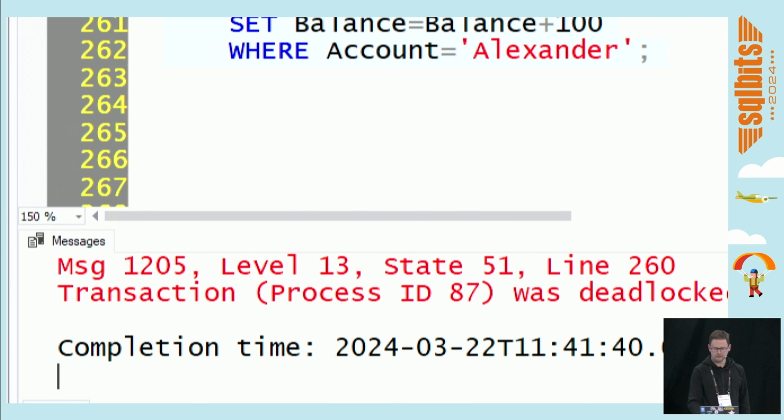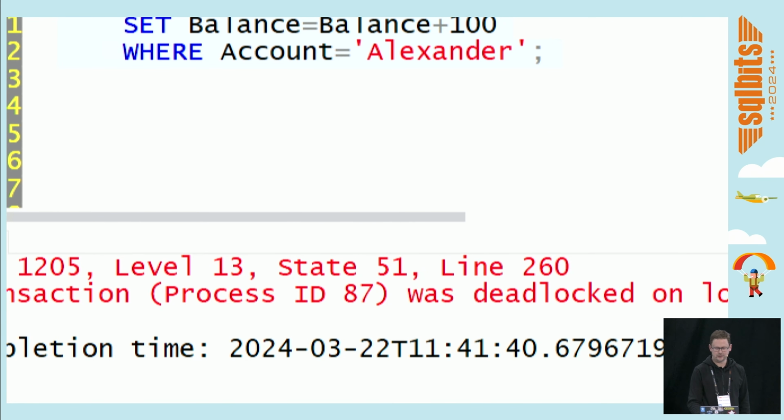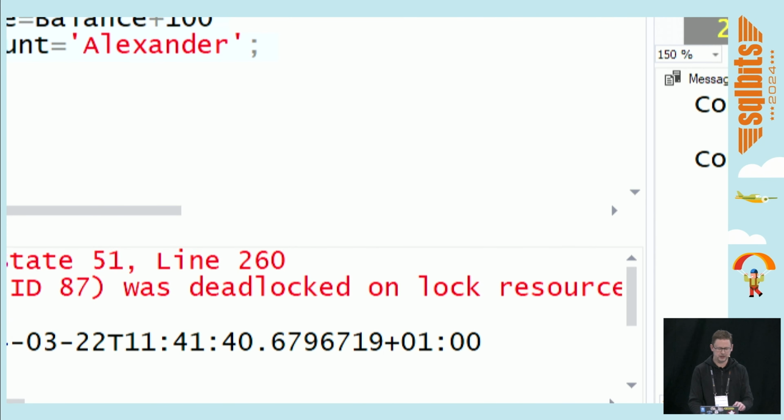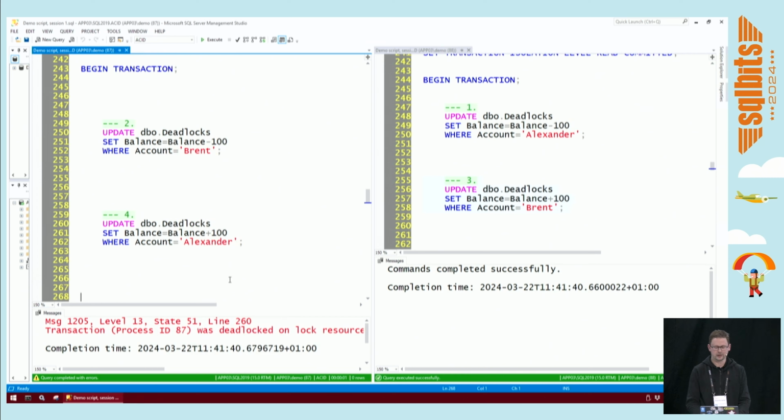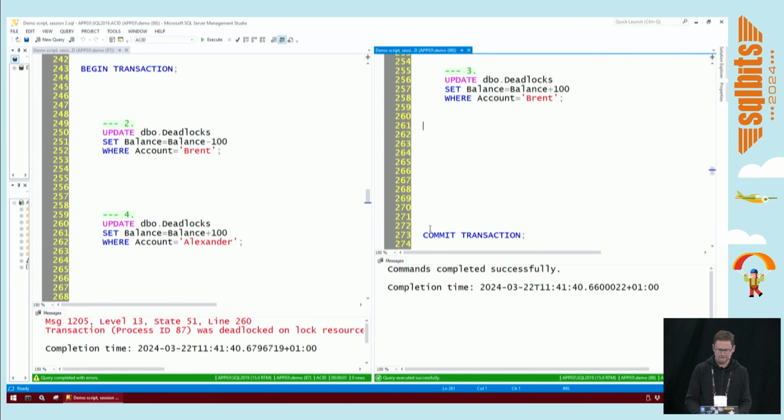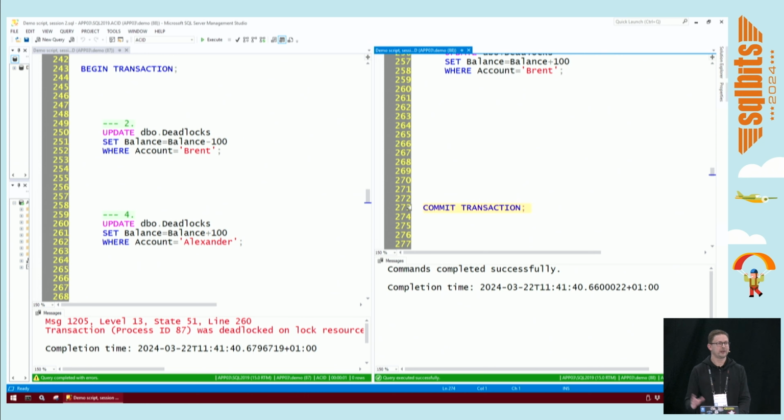And you can see that this transaction, process ID 87, was deadlocked on lock resource, blah, blah, blah. You can even see what it was deadlocked on. And technically, it doesn't have to be a row in a database. You can be deadlocked on anything, memory allocation or whatever. The right-hand side knows nothing of this. It can commit its transaction and we're good to go.